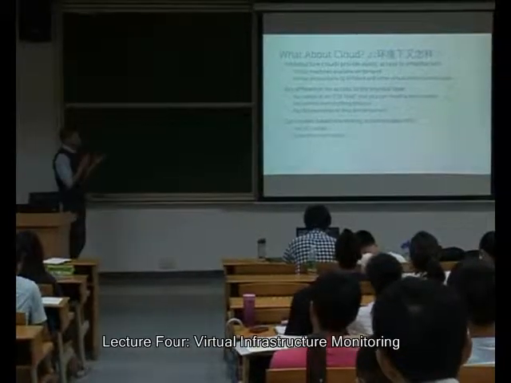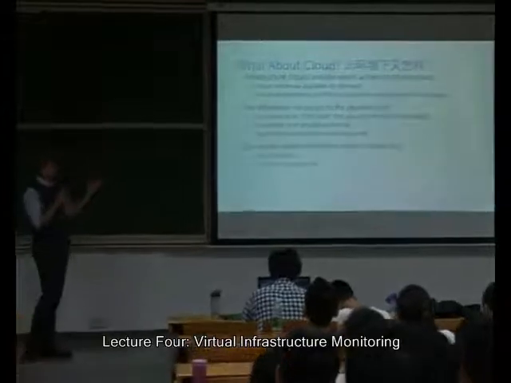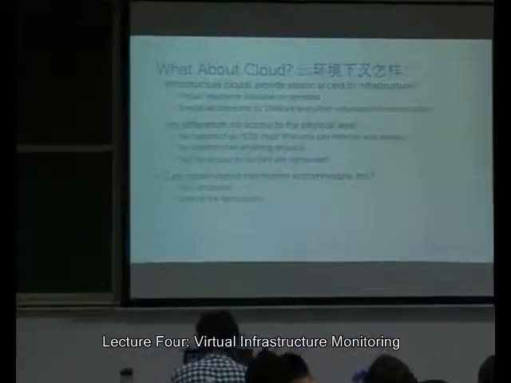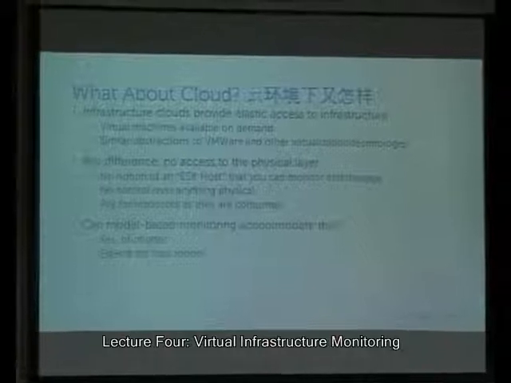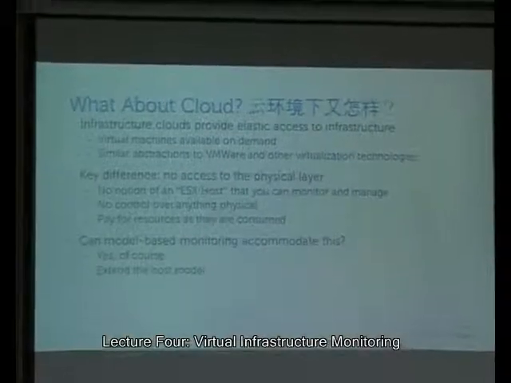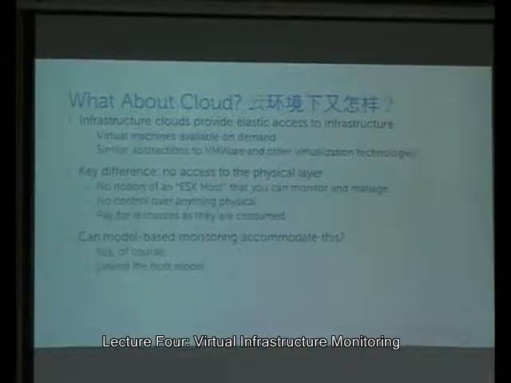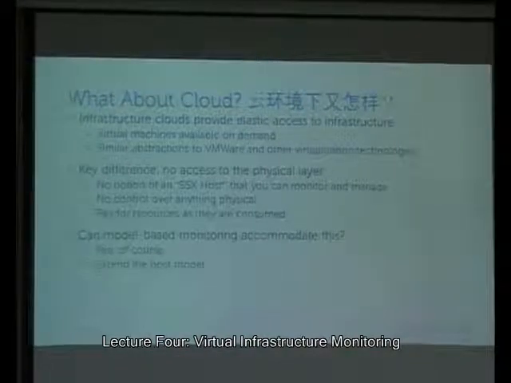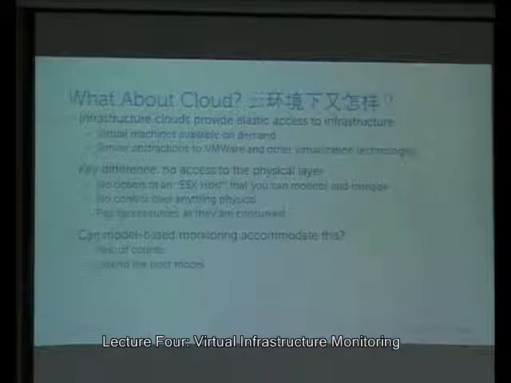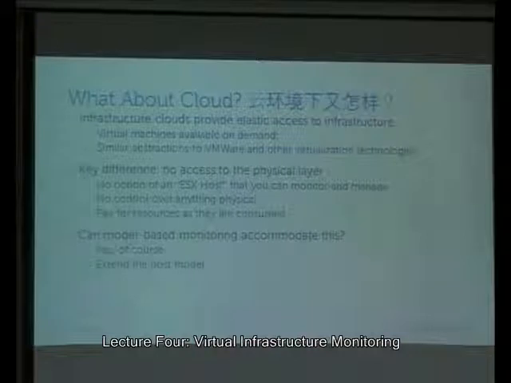So the purpose of an infrastructure cloud is elastic access to infrastructure. You can create these machines on demand, and what you basically do is choose how much you want to pay for what you want to get back out. There are similar abstractions to VMware, but, like it says here, no access to the physical layer. We do not know what host you're running on. You just pay for it. So a lot of the things that we're able to collect for VMware and Hyper-V come out of the model, and they're replaced with details about how we pay. So we'll know what kind of template we've chosen, how much it costs, and whether we've been billed or not.